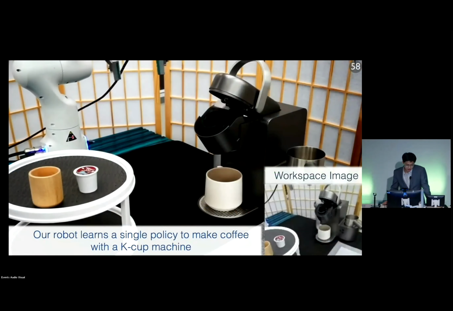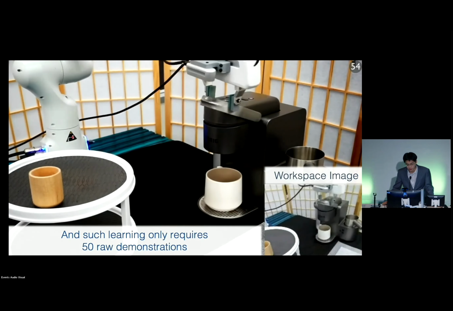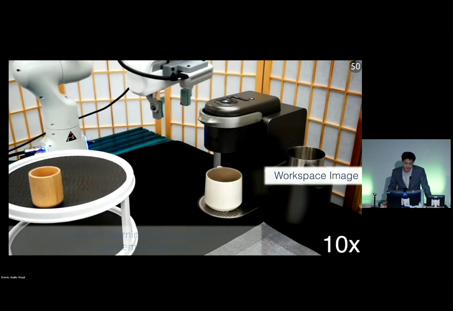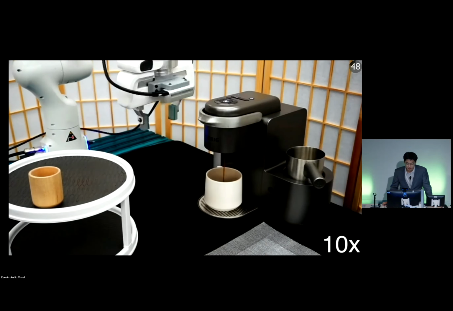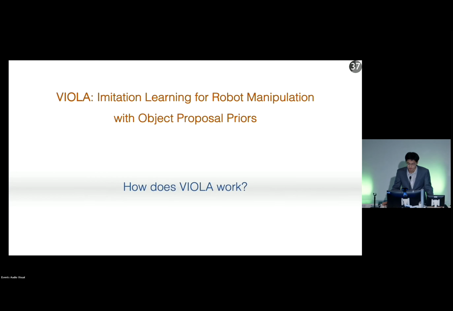Hi, everyone. Here you can see that our robot learns a single imitation learning policy to make coffee, and such learning only requires 50 raw demonstrations, where this task lasts for 800 time steps operating at 20 Hertz. So this work is powered by our model, VIOLA, imitation learning for robot manipulation with object proposal priors. My name is Yifeng Zhu from UT Austin. This is joint work with Abhijit Joshi, Professor Chisholm, Professor Yuke Zhu.